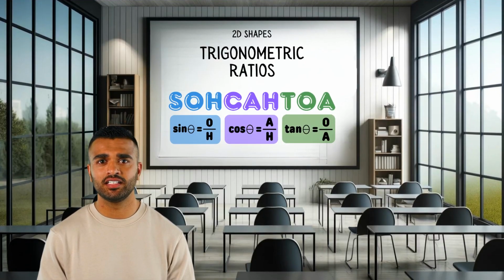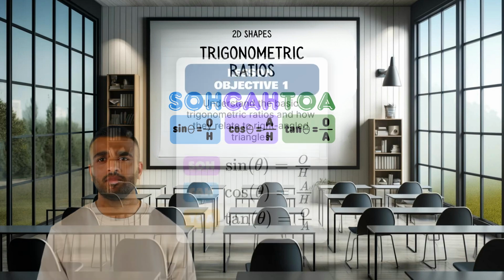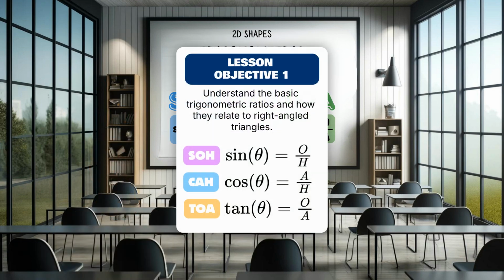In today's lesson, we explored the application of trigonometric ratios, a crucial concept within trigonometry. We began by defining the three primary trigonometric ratios: sine, cosine, and tangent. These ratios help us relate the angles of a right-angled triangle to the lengths of its sides. Specifically, sine is the ratio of the opposite side to the hypotenuse, cosine is the ratio of the adjacent side to the hypotenuse, and tangent is the ratio of the opposite side to the adjacent side.